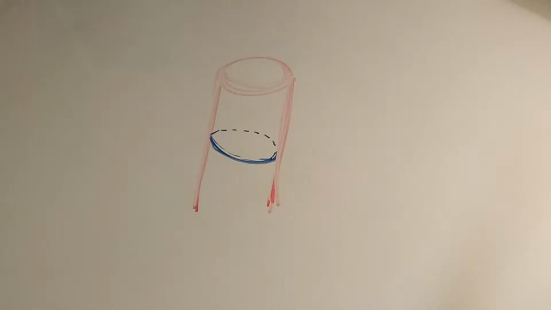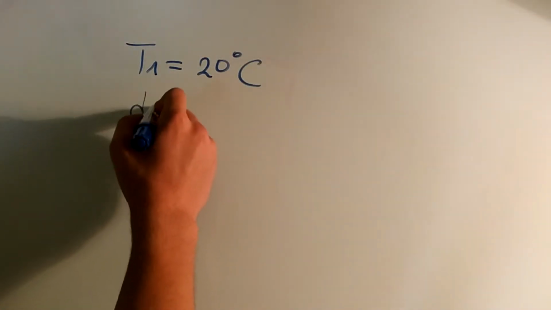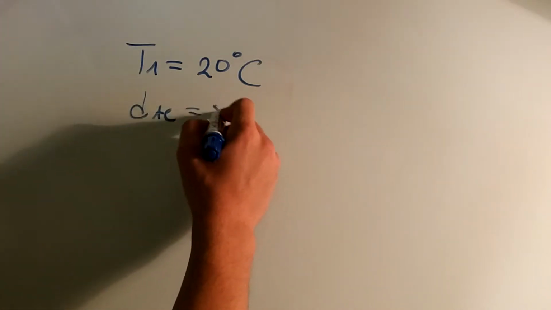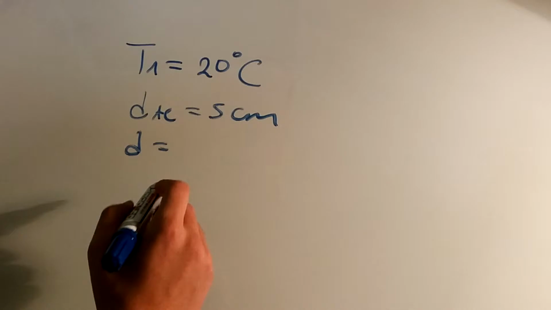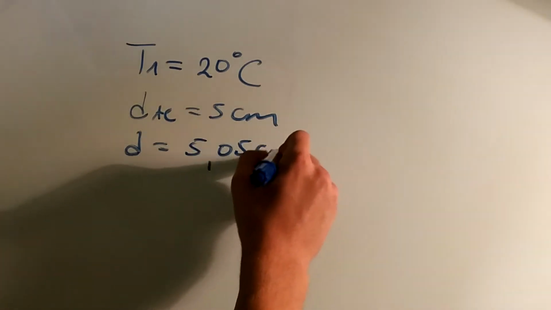Okay, so we have here a brass rod and an aluminium ring around it, and we have the diameters of both of them, and we have three questions which we have to solve. Okay, so let's see what we have. Let's say that T1 is equal to 20 degrees Celsius, so that's the initial temperature. DAL is the diameter of the aluminium ring, which is 5 centimeters, and for D, we're going to say that's the diameter of the brass rod, which is 5.05 centimeters.